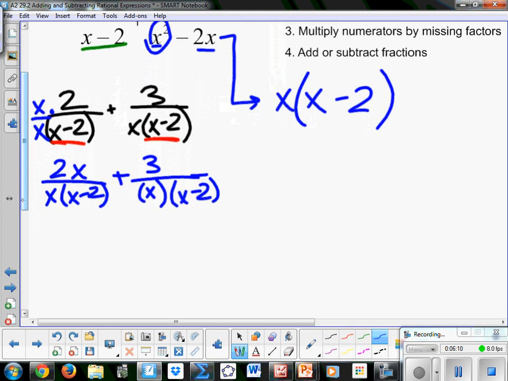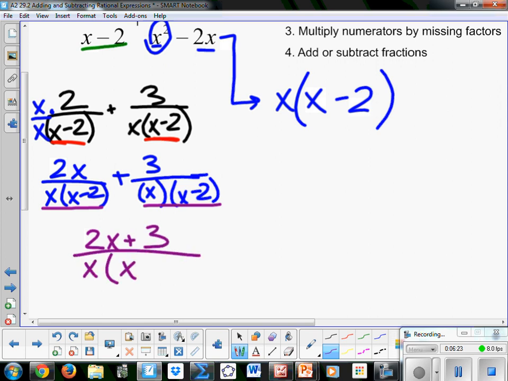Okay, and now since we have a common denominator, we've got x times x minus 2 and x times x minus 2. We're going to add our numerators together. 2x plus 3 all over x times x minus 2. Okay, now one thing to keep in mind though is that we have to make sure that we restrict our domain just like we did before.